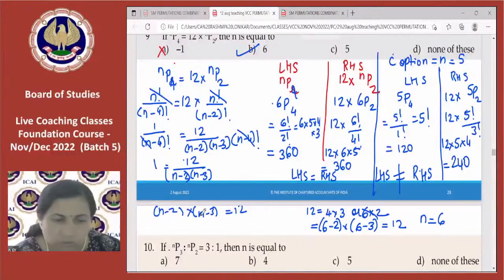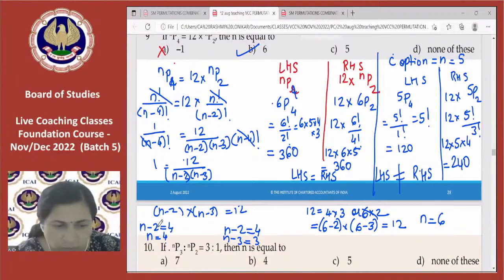Here, why did I take n as 6? Because n minus 2 should give me 4 and n minus 3 should give me 3. So n minus 2 is 4, so n will be equal to 4 plus 2, since this minus 2 when I take to this side becomes plus 2. The answer is 6.